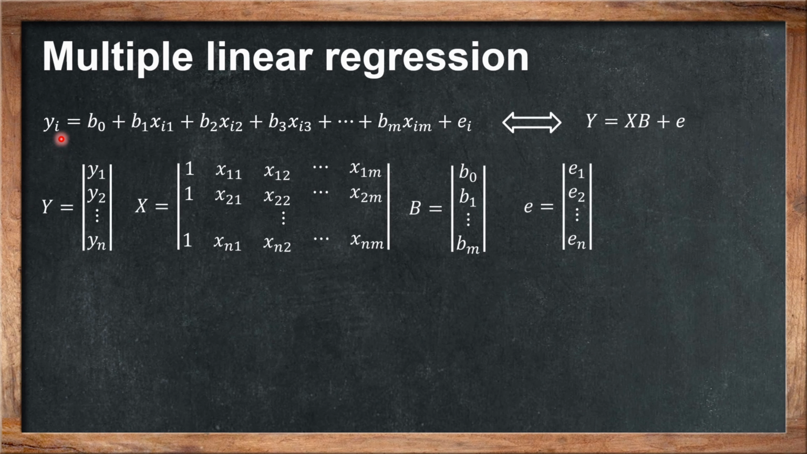Take a look at the following expression. y sub i equals b naught plus b1 x sub i1 plus b2 x sub i2 plus b3 x sub i3 plus and so on plus bm x sub im plus the residual term e sub i.